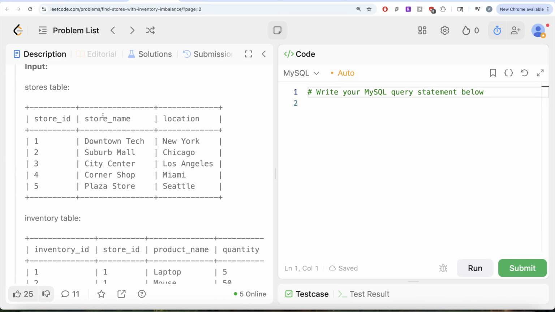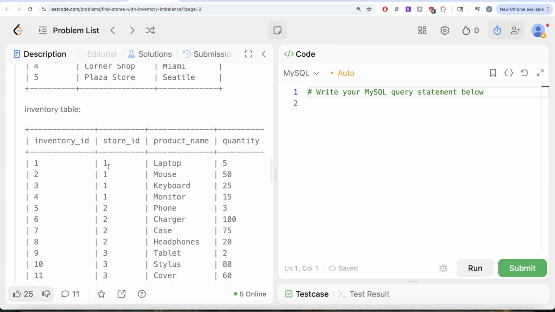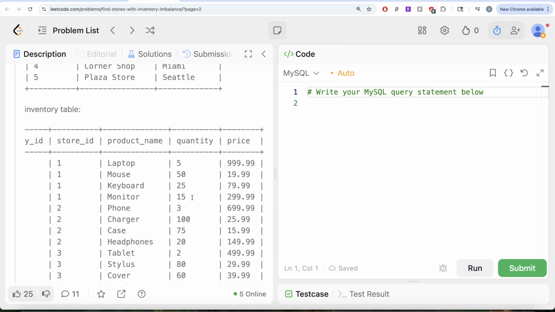So here we have five different store IDs, their names and locations, and then we have the inventory table. Let's look at store ID 1. So store ID 1 has four different products, right? Laptop, mouse, keyboard, and monitor. Then let's look at which product is the most expensive. So it's laptop, the quantity is 5, and the cheapest is mouse, the quantity is 50.